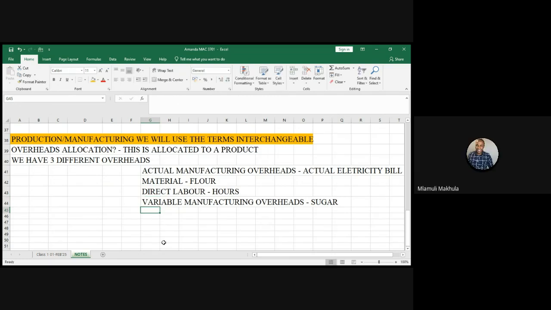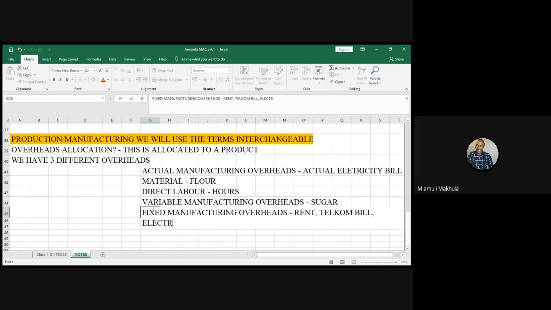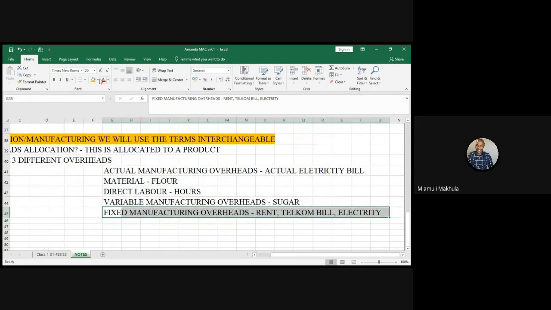But we've got a problem with your fixed manufacturing overheads. This could be your rent, this could be your telecom bill, and loosely put, I can use electricity. Loosely put, my friend.